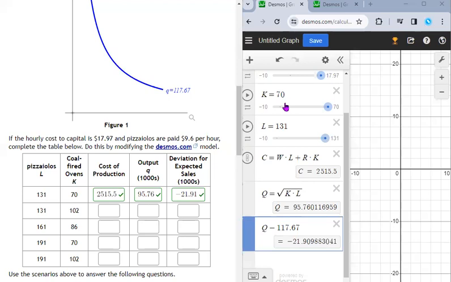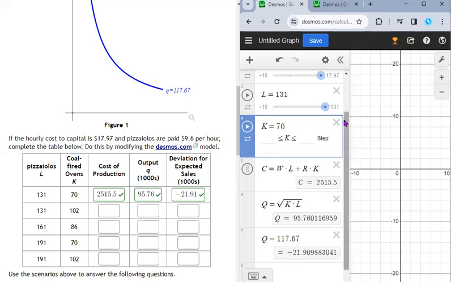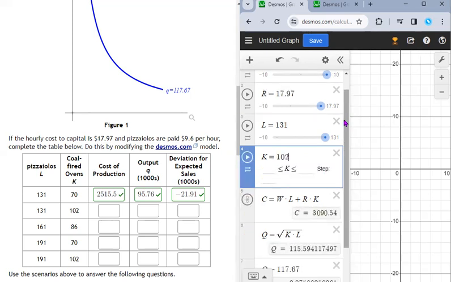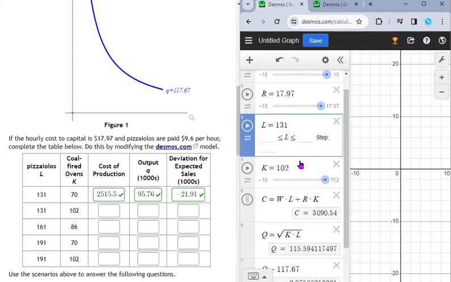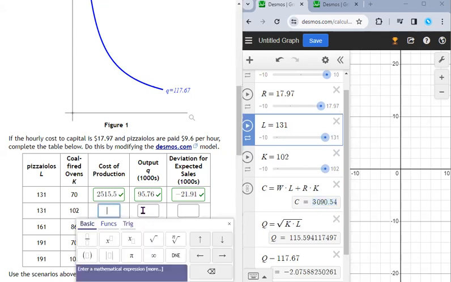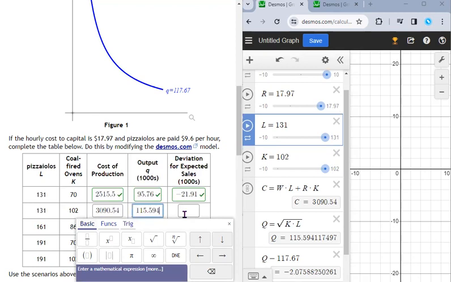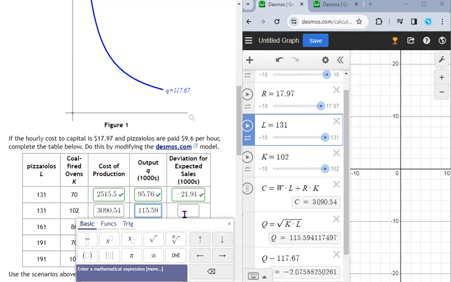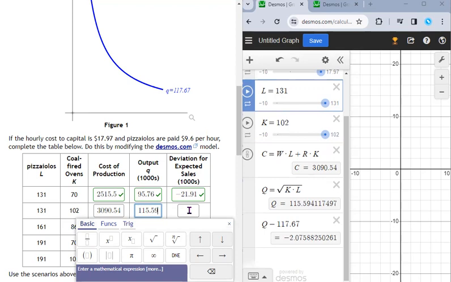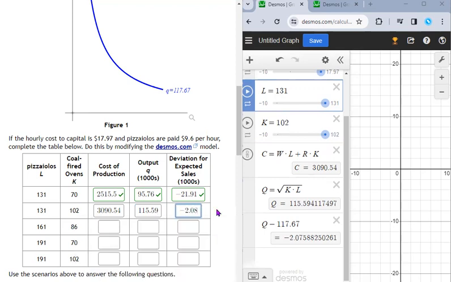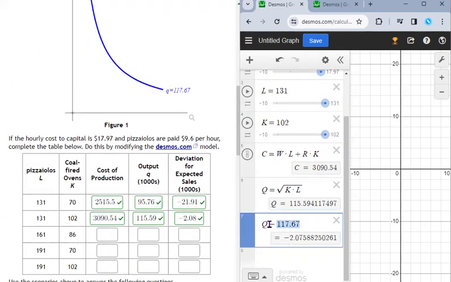Okay, now let's do it for ovens. Now we're gonna redo that for 102 coal-fired ovens, our capital. And we're gonna hold the number of pizza cooks to 131. Our cost of that capital labor ratio is $3,090.54. Our output is 115.59. And then we have lost sales of 2.08, right? Because again, we expect to sell this much. This is what we expect, and this is what we do. So we're losing sales again, right?